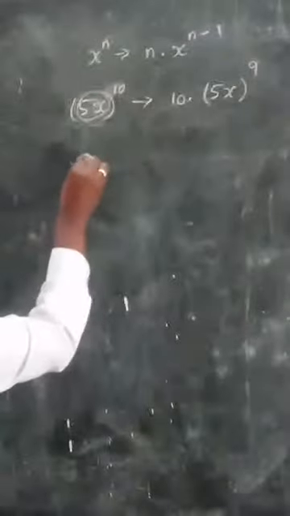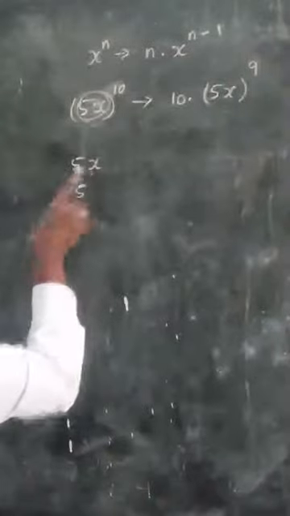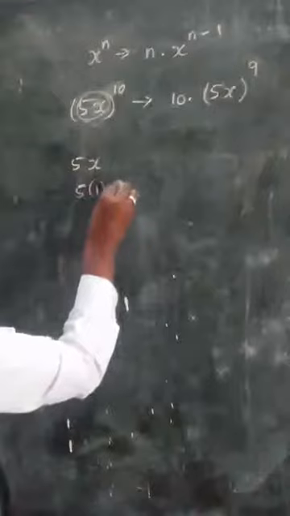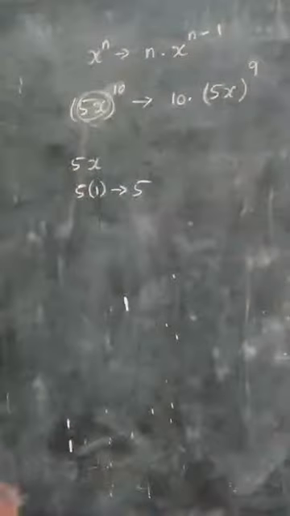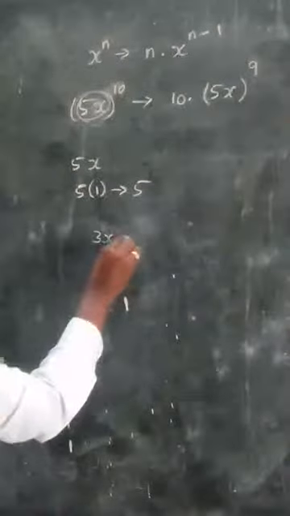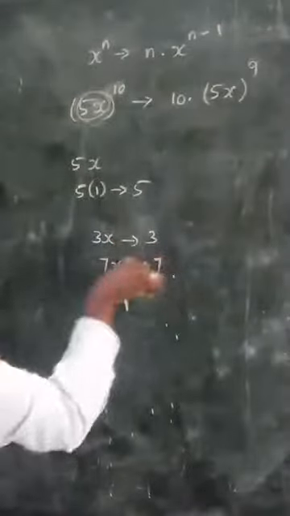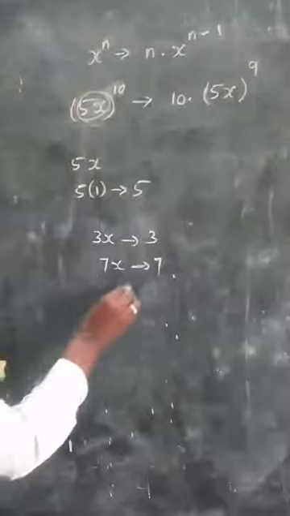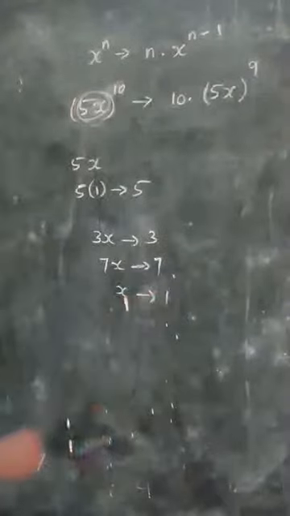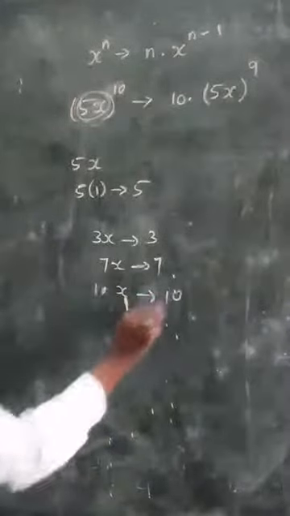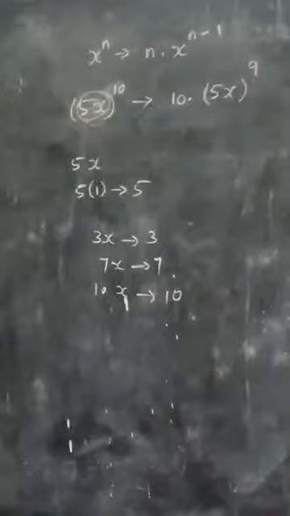Once again, we have to differentiate 5x. How to differentiate 5x? 5 will remain. Just now I said, what is the differentiation of x? 1. So the differentiation of 5x is 5. What is the differentiation of 3x? 3. Differentiation of 7x? 7. Differentiation of x? 1. Differentiation of 10x? 10. So we should know this.